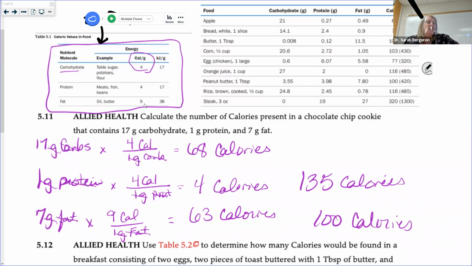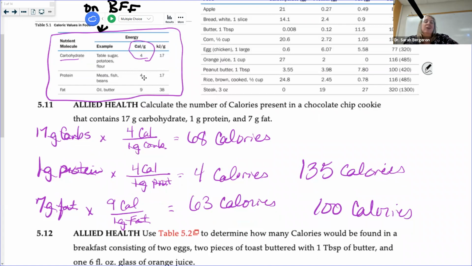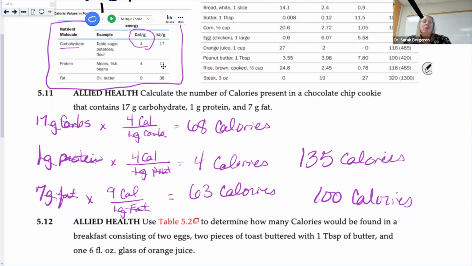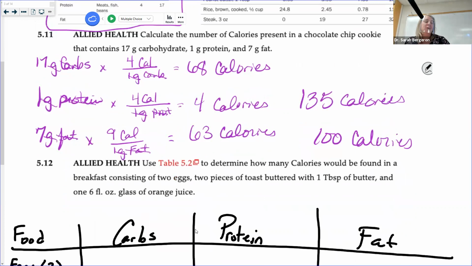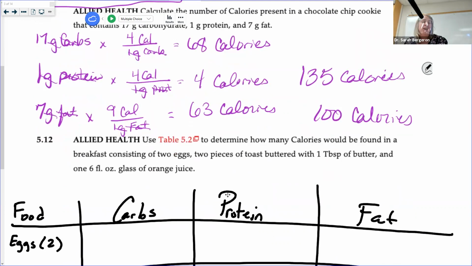Fats, right? So if we're given this, we can take any given meal, for example, 5.12: how many calories, big C calories, would be found in a breakfast consisting of 2 eggs, 2 pieces of toast buttered with 1 tablespoon of butter, and a 6 fluid ounce glass of orange juice? So what we need to do is find out how many calories are there in each, right?